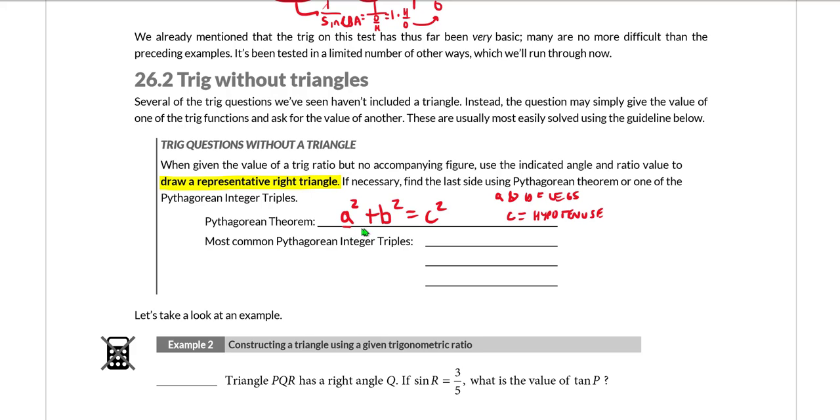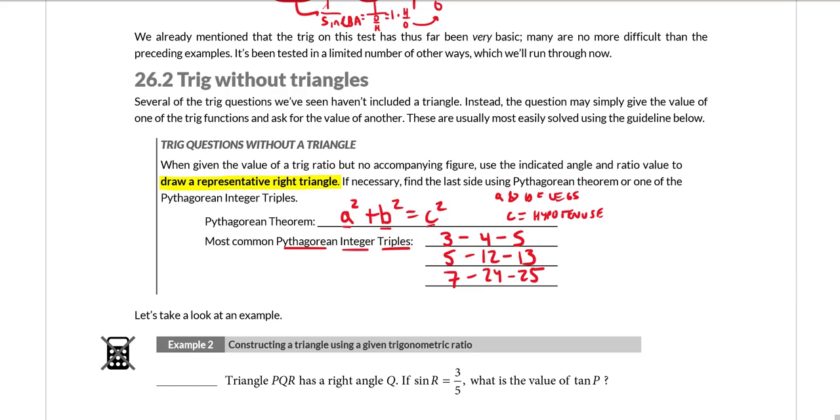The square of the side length of one leg, the square of the side length of another leg, and the square of the length of the hypotenuse. The most common Pythagorean integer triples that you will encounter on the test. By the way, Pythagorean integer triples just means 3 integers that fit into the Pythagorean theorem. They would be the 3, 4, 5, the 5, 12, 13, and the 7, 24, 25.